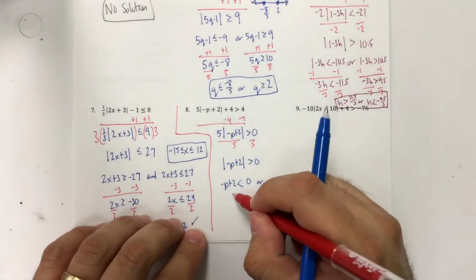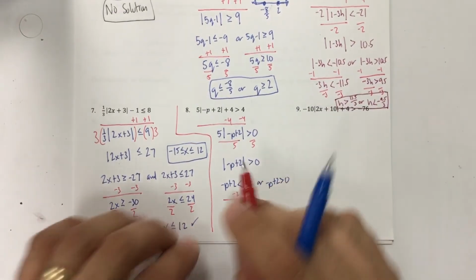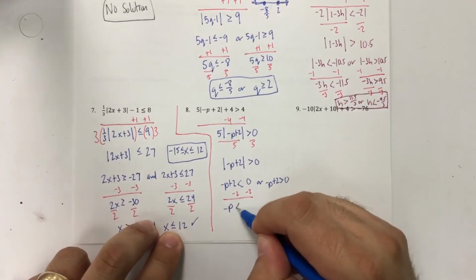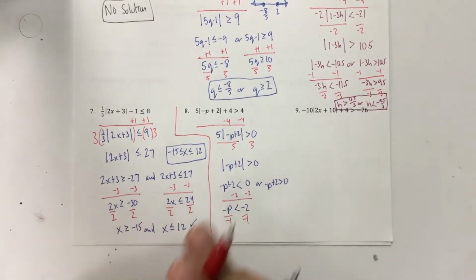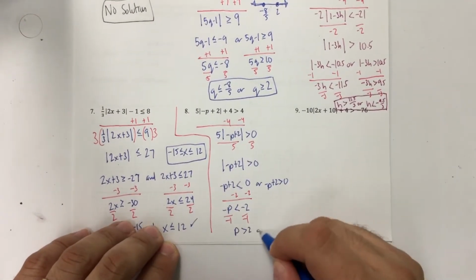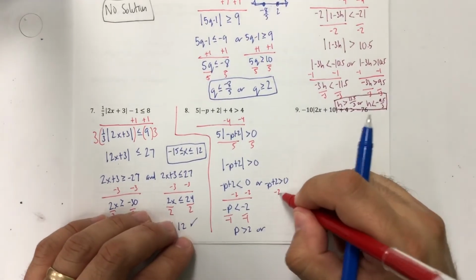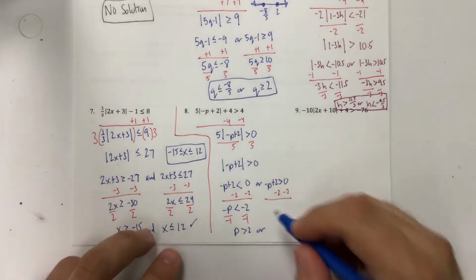So we're going to subtract 2 from both sides. So negative p is less than negative 2. We divide by negative 1. And now we know that p is greater than 2. Or, and we work out the other side. So I'm subtracting 2.